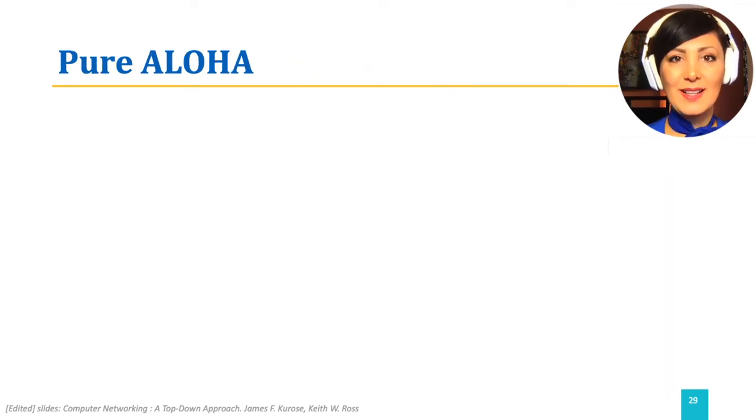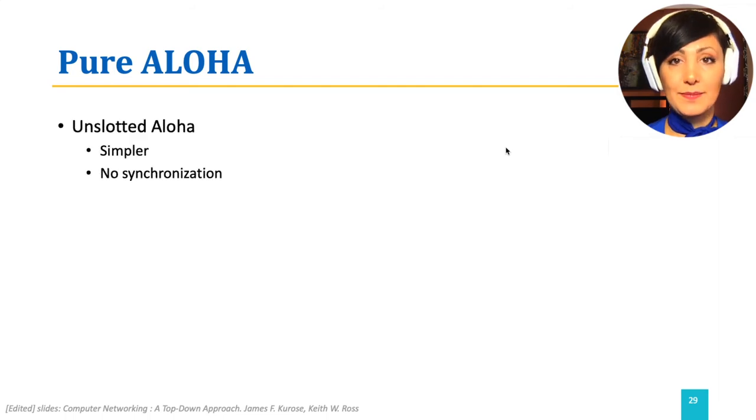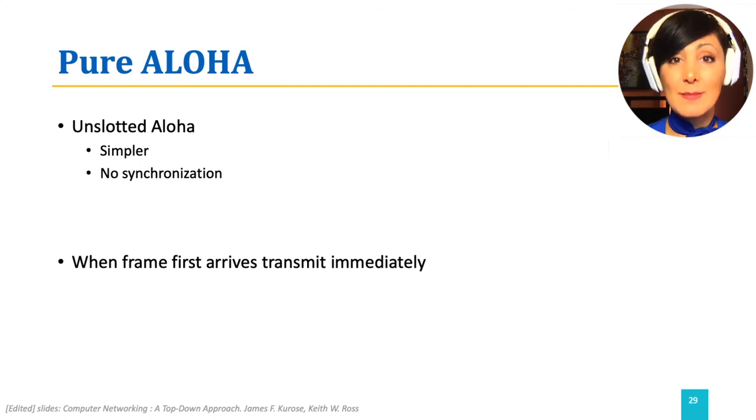Another version of ALOHA, proposed and used even earlier than slotted ALOHA, is pure ALOHA. Pure ALOHA is simpler. It does not use synchronization among the nodes for marking the beginning of the time slot. Therefore, the frame send time might be different among different nodes. In pure ALOHA, when a frame first arrives, the node transmits it immediately, without waiting for a specific time slot start time. If a collision happens, the node waits for a frame time, then reattempts transmission with probability p.